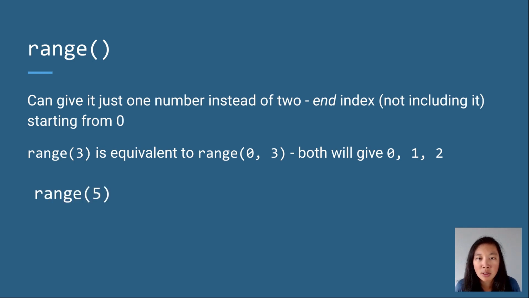So as another example, range of 5 is going to give us 0 through 5, not including 5. So it'll give us 0, 1, 2, 3, 4. Range of 1 is going to give us 0 through 1, not including 1. So it'll give us 0.